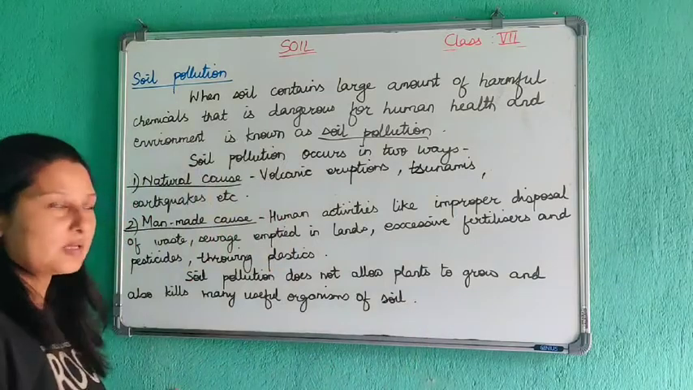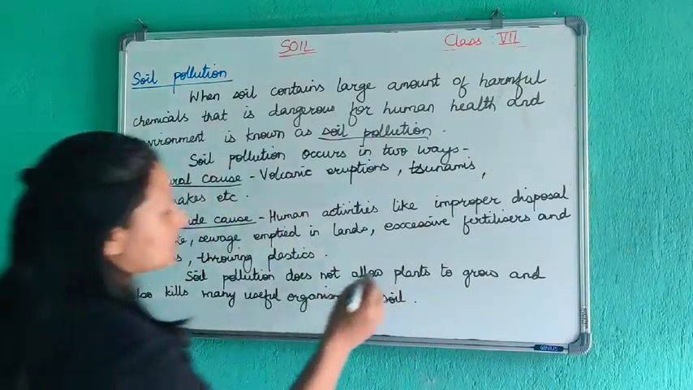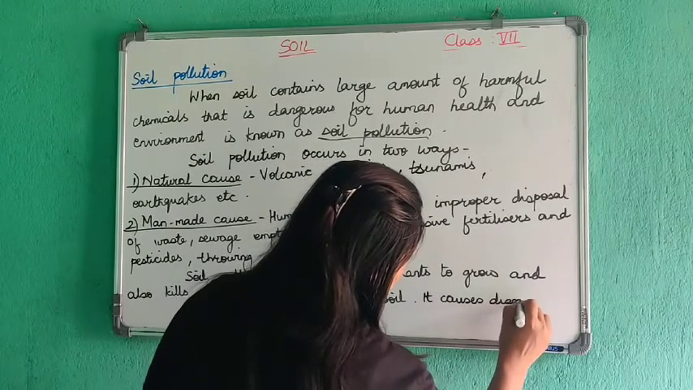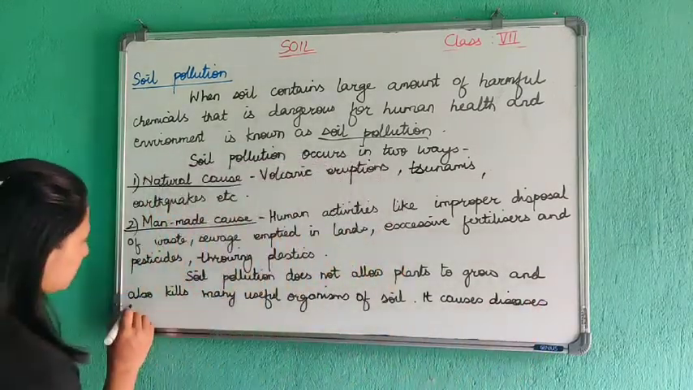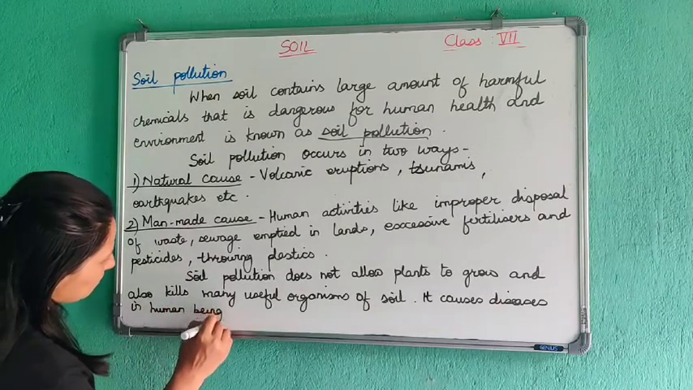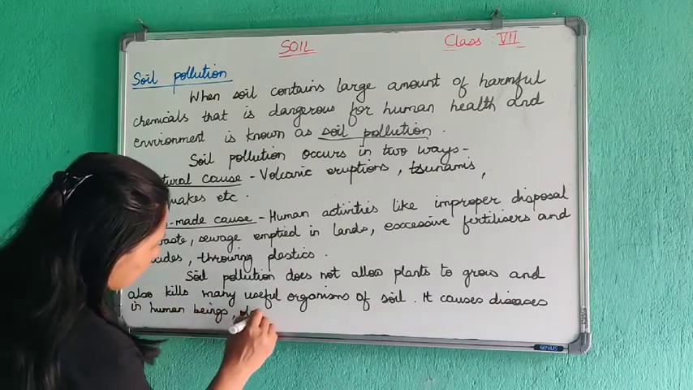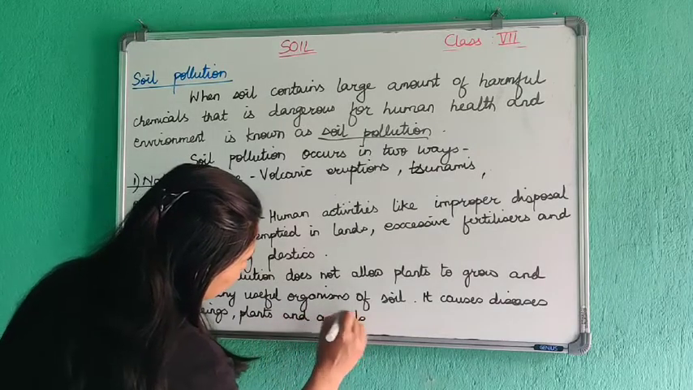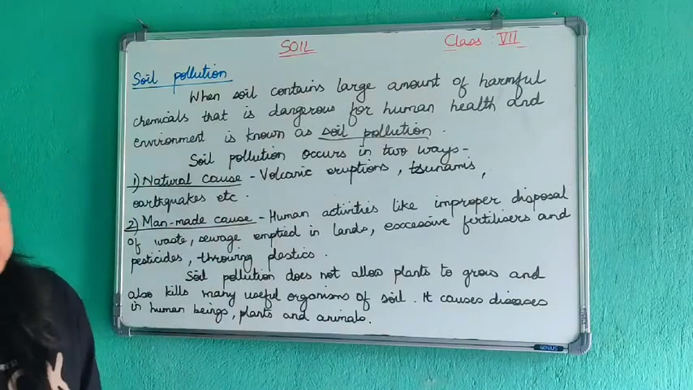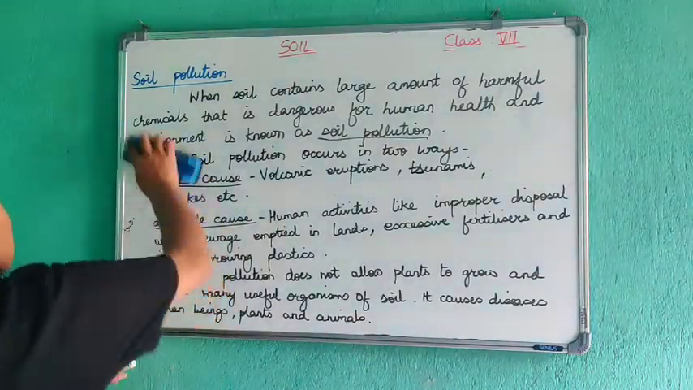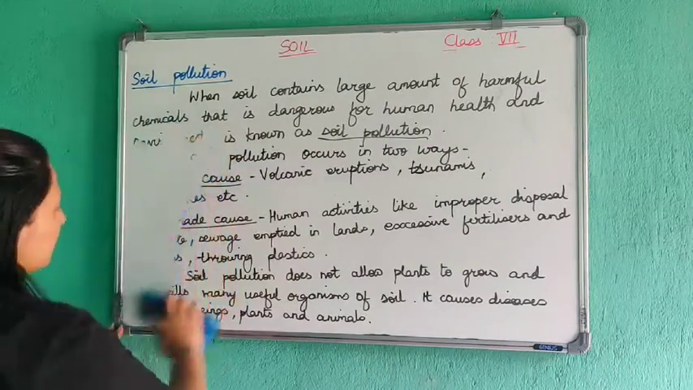And what else happens, it causes diseases in human beings. Not only in human beings, but it also causes diseases in plants. It also causes diseases in animals. So soil pollution should be prevented. Okay. Now the last subtopic of this chapter is soil erosion.